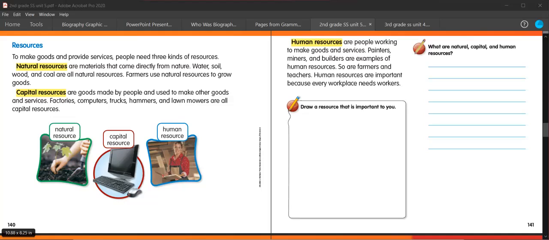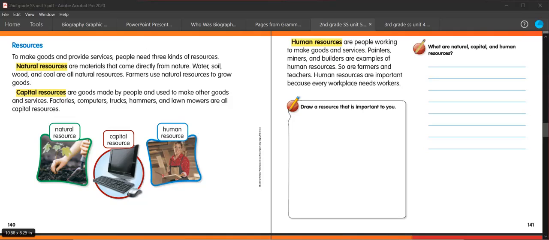Capital resources are goods that are made by people and they're used to make other goods and services. So capital resources are like the tools you need to make something. So a factory that's built to make cars is a capital resource. A computer that's used by a company that helps people is a capital resource. Trucks that are used to transport goods, like think about trucks that are used to transport the fruits and vegetables from a farm to the stores. That's a capital resource because it's being used actively to move things from one place to another.